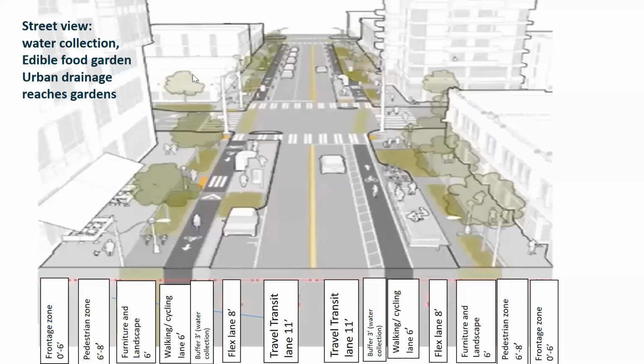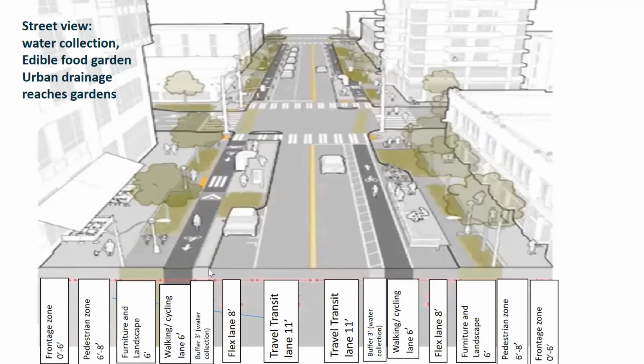Now the street design. Now the street should allow for water collection, having also an edible food garden, urban drainage for water collection, and the urban drainage reaches the gardens eventually. Okay, so the zones that are divided over here, there's a frontage zone for arcs and for shops. This is from 0 inches to 6 inches. That apostrophe over here means inch. The pedestrian zone is next to it for people to walk. It's 6 to 8 inches. Furniture landscape. Basically, this is for trees and any food garden if I want to make one. Then walking, 6 inches for that, and then also 6 inches for walking and cycling.